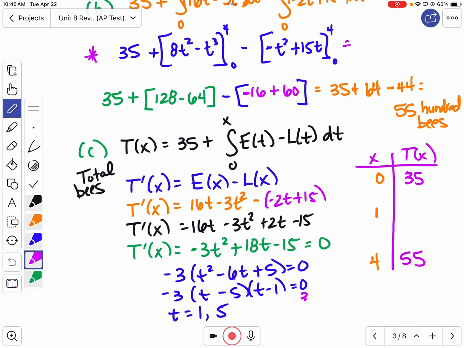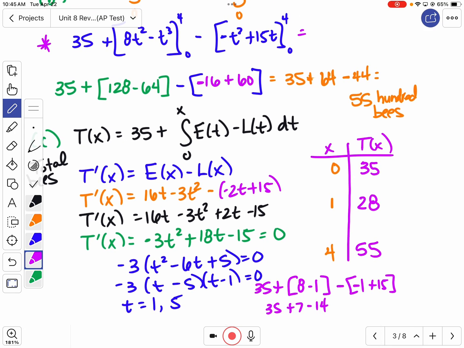So I can evaluate 35 plus, if I plug a 1 in, 8 times 1 squared is 8, minus 1 cubed is 1, 0 is nothing, minus, on the other one, negative 1 plus 15. So I've already done the work to be able to evaluate. I'm not doing the work twice. So we get 35 plus 7 minus 14. So it's going to give me a negative 7. Do I get 28? Whew. We've done a lot of work. Let's answer the question.